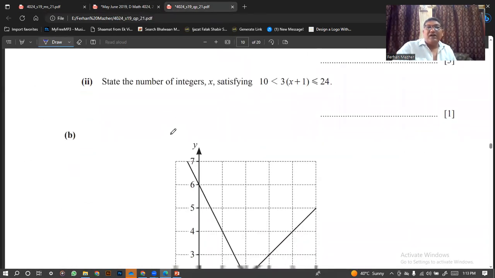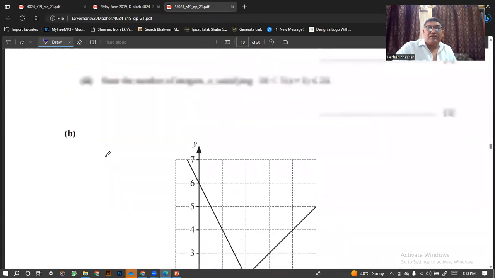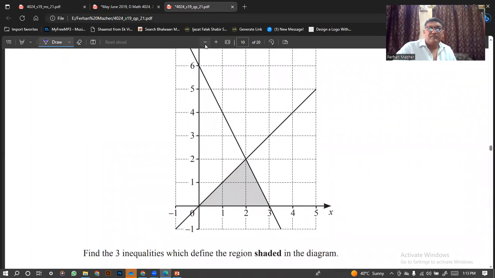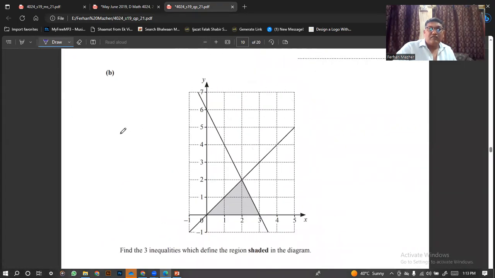Now we are going to the next part, question number 6, part B. Here we have, find the three inequalities which define the region shaded in the diagram. There are basically three lines between which is this shaded region. This is line number 1, this is line number 2, and this is line number 3.